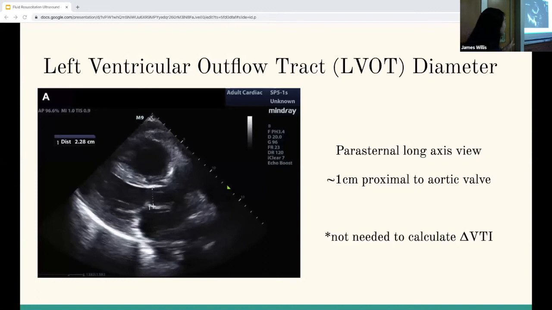I put this slide in there just for completion's sake. Again, for the purpose of fluid responsiveness, you don't need to calculate your left ventricular outflow tract diameter, but if you were interested in doing it, you would want to do it in the parasternal long axis view. You want to do it about 1 centimeter proximal to the aortic valve. I don't know if you can see as well on this image, but there's a little dotted line crossing over that's measuring the LVOT diameter. All right, so that's less important for us to measure.